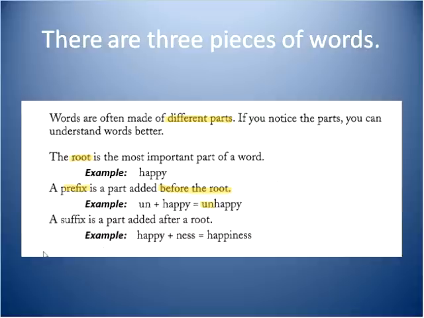Third, a suffix is a part added after a root. An example is happiness, in which we change the spelling and change Y to an I when we join the 2 words, and we can make happiness. Happy is the root, and ness is the suffix.